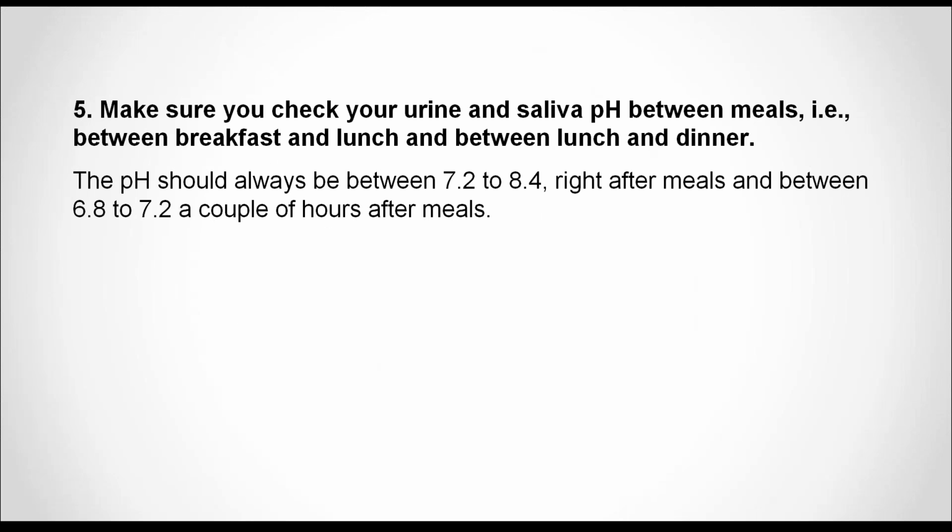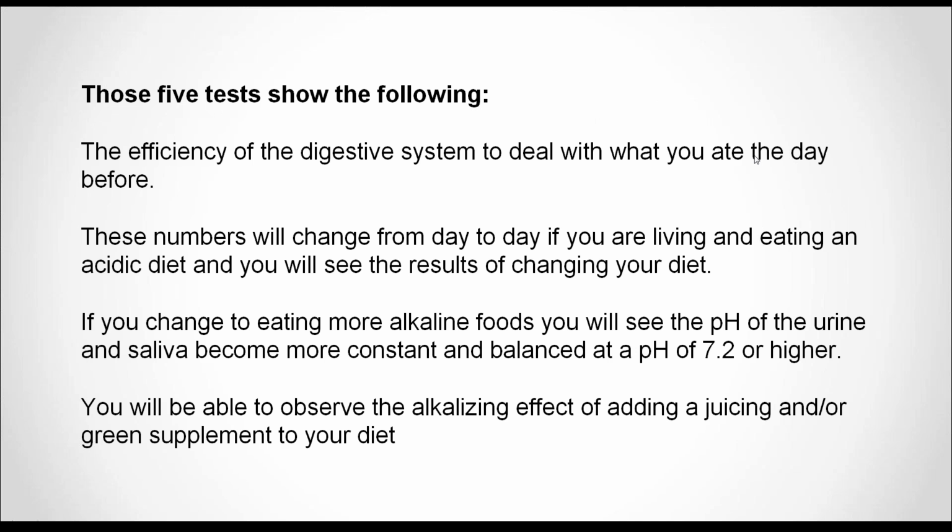And finally, number 5, make sure you check your urine and saliva pH between meals, i.e. between breakfast and lunch and between lunch and dinner. The pH should always be between 7.2 to 8.4 right after meals, and between 6.8 to 7.2 a couple of hours after meals. Now these 5 tests show the following: the efficiency of the digestive system to deal with what you ate the day before, and these numbers will change from day to day if you are living and eating an acidic diet, and you will see the results of changing your diet.